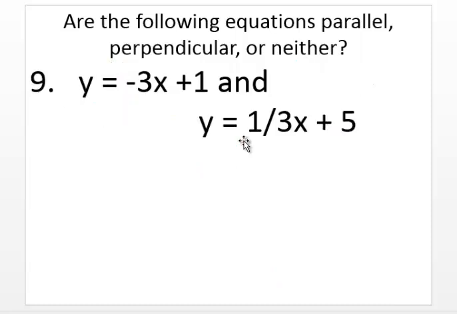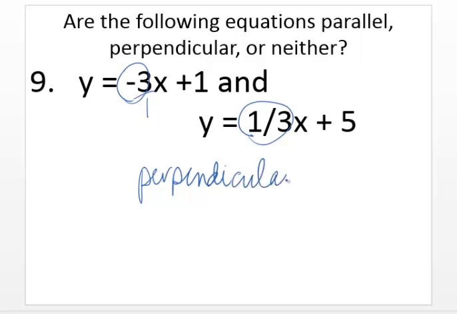In my next example, I have slopes of -3 and 1/3. Again, look at a fraction form of -3, -3/1. These are reciprocals of each other. They are different signs, so these are perpendicular. You can write the word perpendicular, or upside down T is much easier.